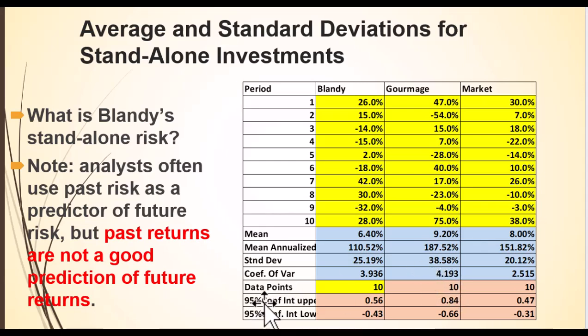We can use what we refer to as the 95% confidence intervals. What this does is give us a picture of risk, right? So for Blandy, there's a 95% chance that return is going to be between negative 0.43 percent and 56%. For Gourmand, between negative 66 and 84%. You can see that a wider range is indicative of more risk.